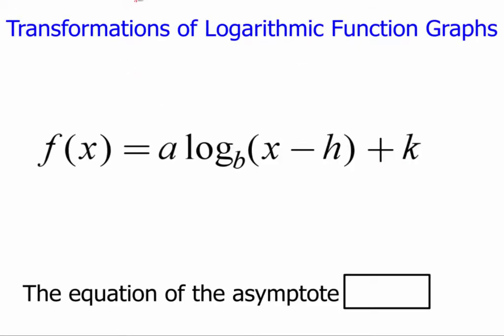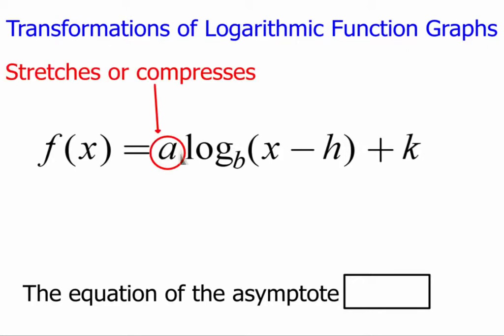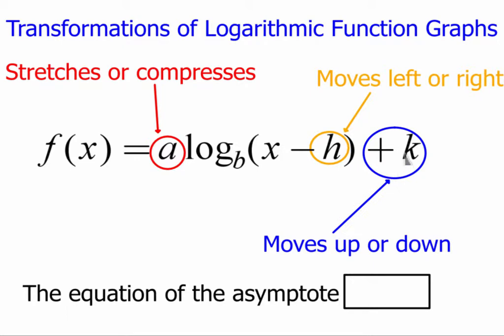If we talk about transformations of logarithmic function graphs, the number out front, once again, stretches or compresses the graph. The number inside of the parentheses with the log moves left or right, with adding being left and subtracting being right. And the number outside of the parentheses moves it up or down, with up being plus and down being minus. For exponentials, the equation of the asymptote was y equals k. For logarithmic functions, the equation of the asymptote is x equals h, because they are vertical asymptotes instead of horizontal.